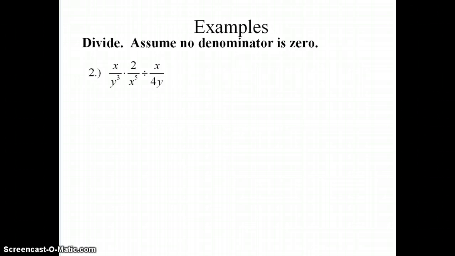Okay, moving on to example number 2. Now you see that we have 3 fractions, but the division is happening between the last 2 fractions. So I'm going to rewrite the first fraction as it's stated. I'll apply the leave, change, flip here. I'm leaving 2 over x to the 5th times 4y over x. That's the reciprocal.